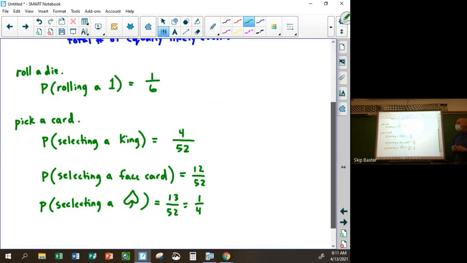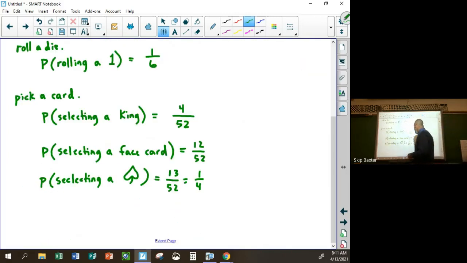So the probability always ends up being a number between 0 and 1. It can't ever be greater than 1, because then you're saying that the total number of events is actually less than the number of events that you want to occur, which makes no sense, right? So there's no way that the probability can ever be greater than 1.